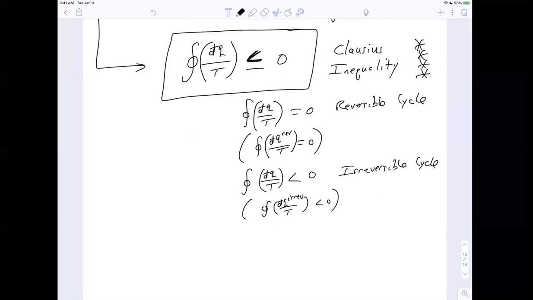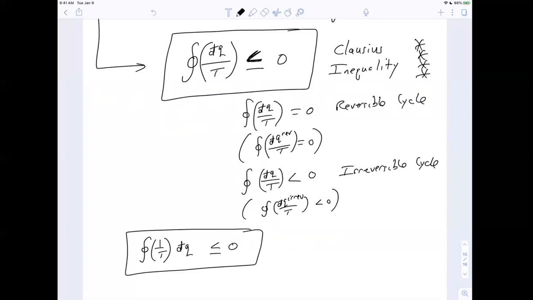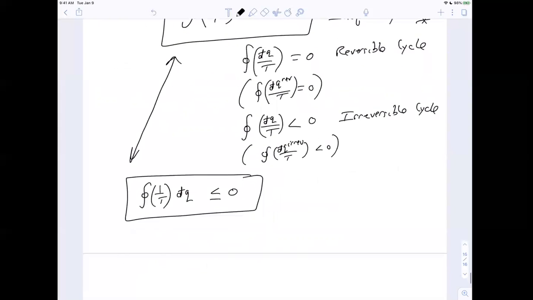If not, here's another way to think about it. It's the same thing: the integral of 1 over T times dq is less than or equal to 0. This is another way of writing the Clausius inequality, but these two are the same thing. If you need to see a d something in an integral, that's how one would visualize that. But it's the same thing. Any questions or comments on that?